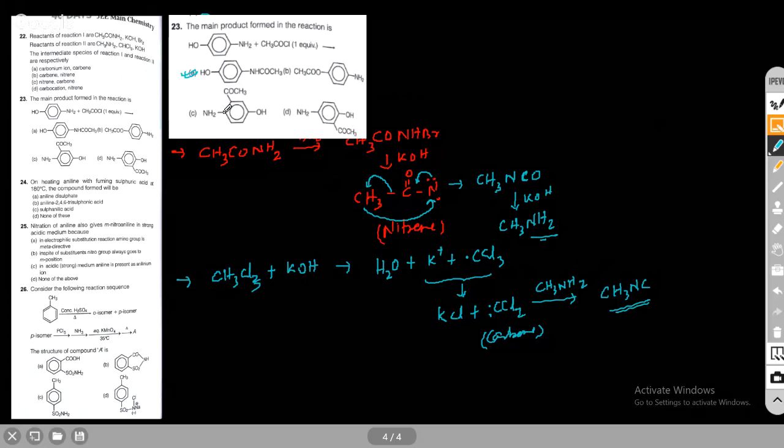Very straightforward question. But my question is, if we are taking here two equivalents of CH3COCl, then what happens? Then another hydrogen also will get replaced by COCH3. Is it true? Then we'll get N(COCH3) twice. 2HCl will come out. Yeah, it's correct. So in this question, option A is correct. Next one.